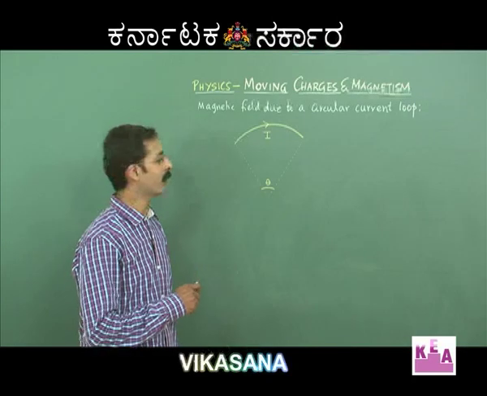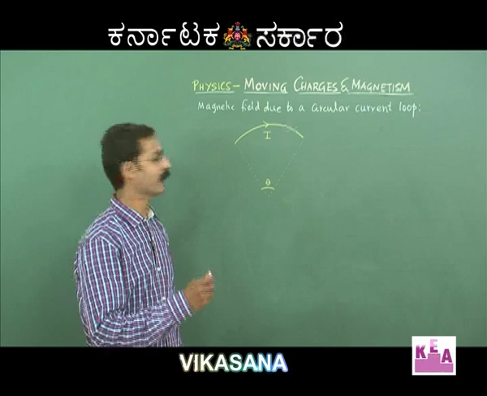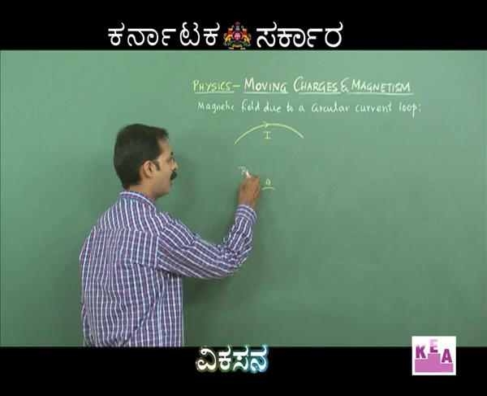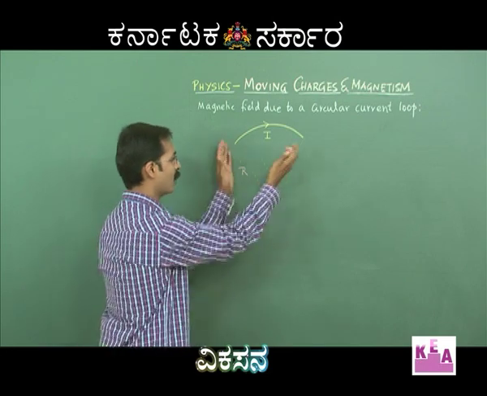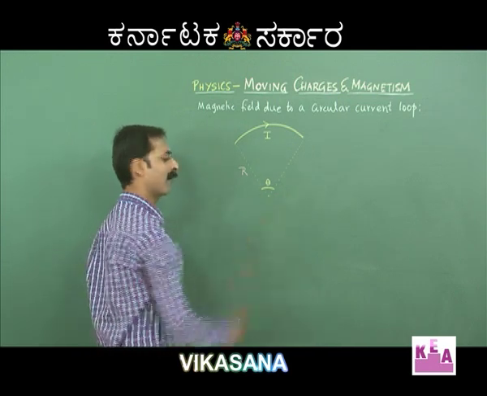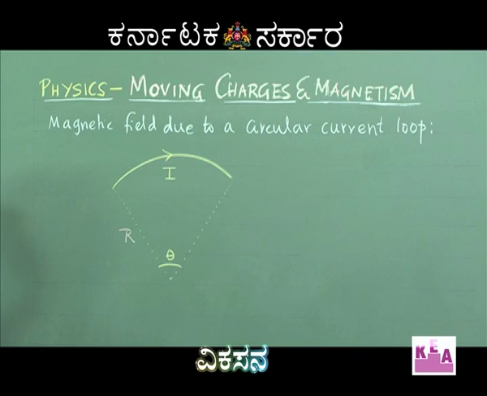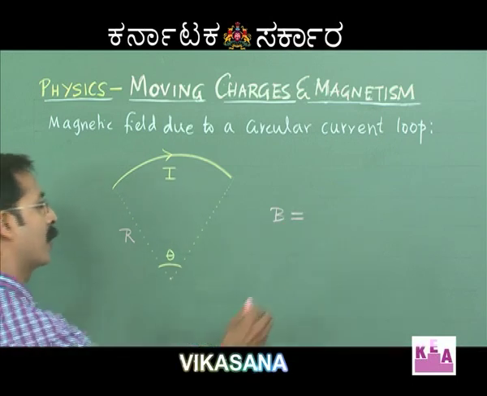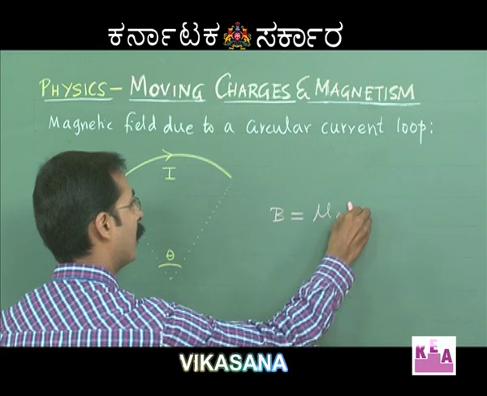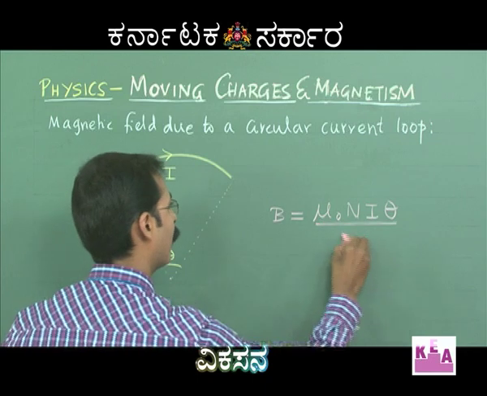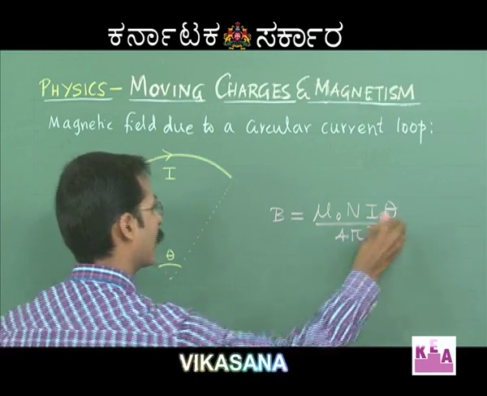Now let us see, what if we do not have a complete circle? As you can see here, we have a part of a circle, let the radius of the circle be r. If I draw two chords from the center to the extreme points that make an angle theta, what is the magnetic field at the center? Now I cannot use mu naught n I by 2r because it is not a complete circle. In this case, the magnetic field at the center is given by B is equal to mu naught n I into theta divided by 4 pi r.